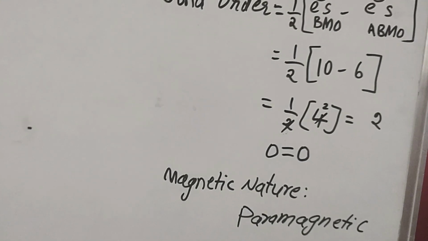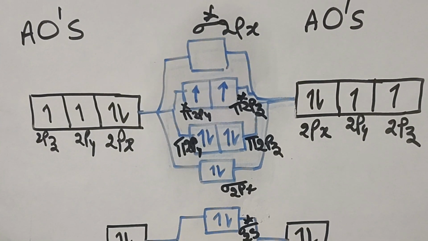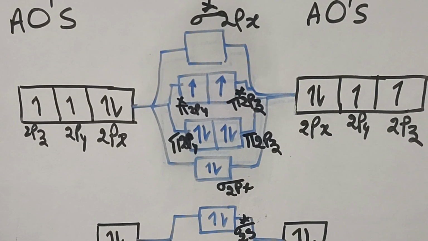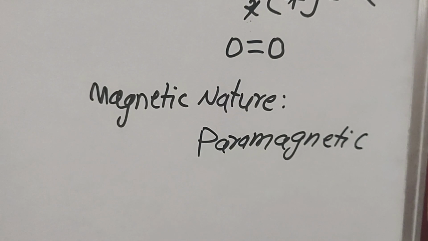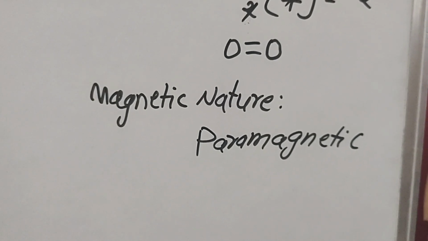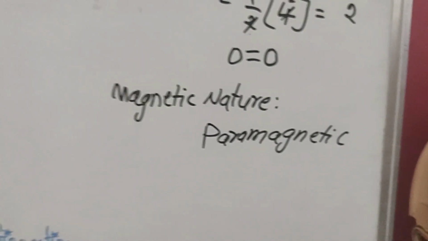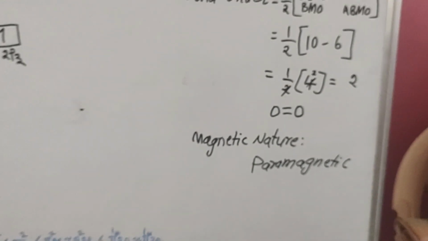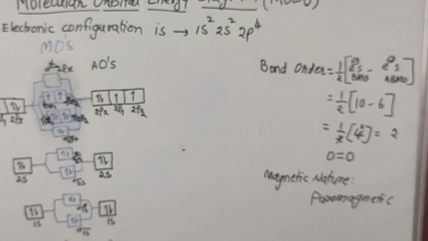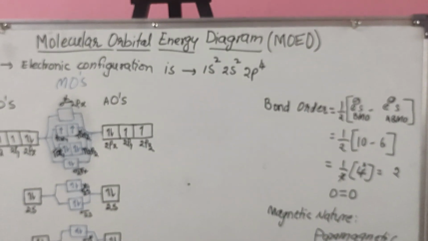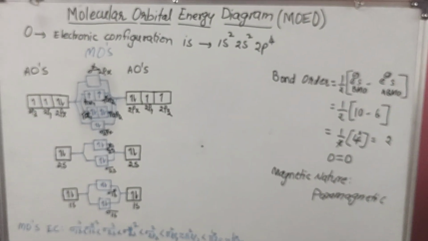Because of the two single electrons present in the oxygen molecular orbital energy diagram, oxygen shows paramagnetism. Because of this paramagnetic nature only, oxygen is attracted towards the hemoglobin. This is a most important property explained by the molecular orbital energy diagrams only.